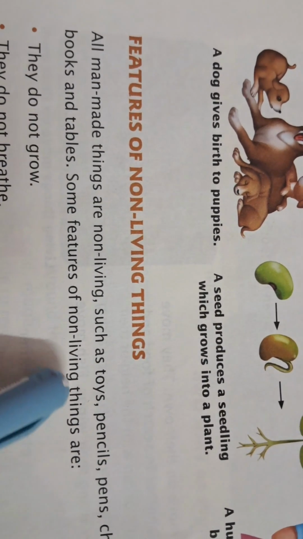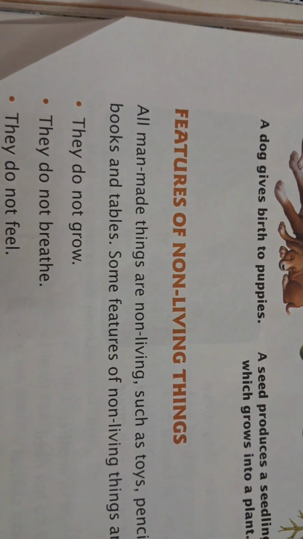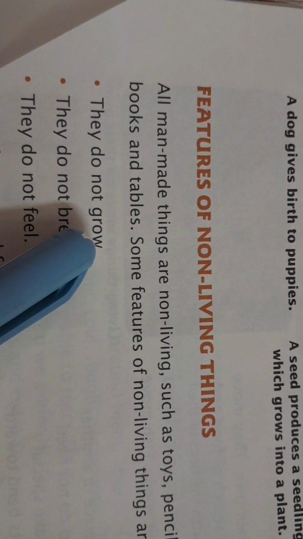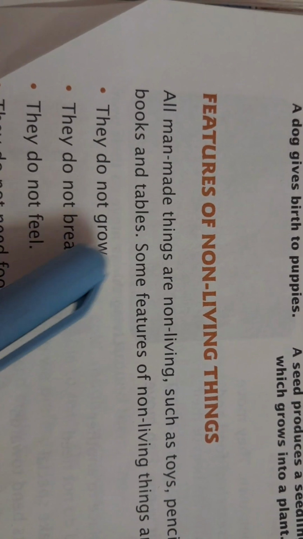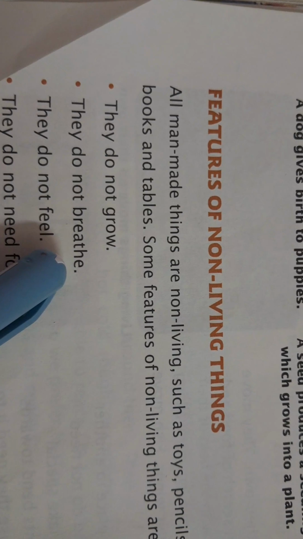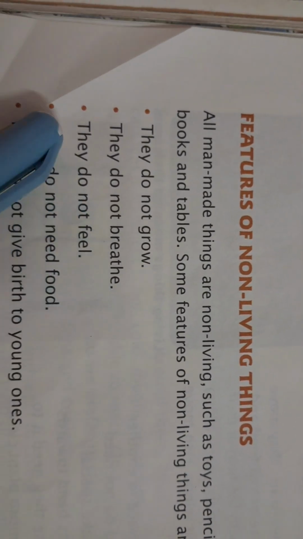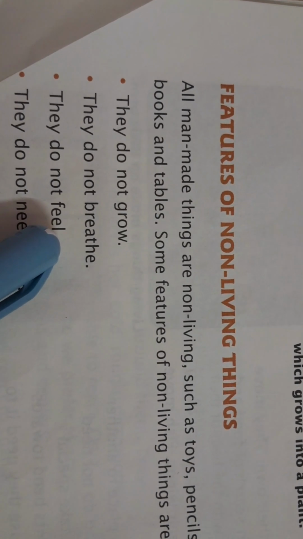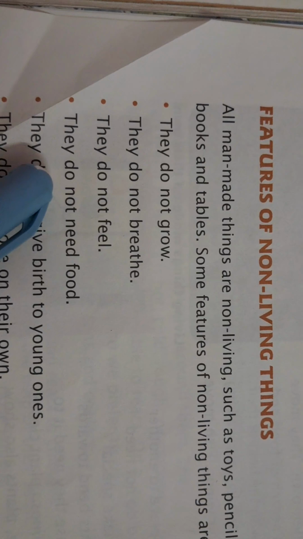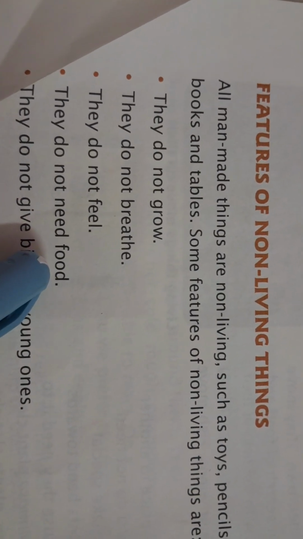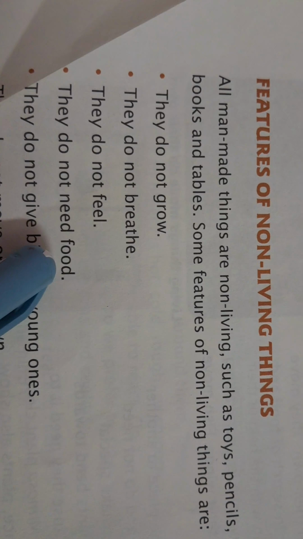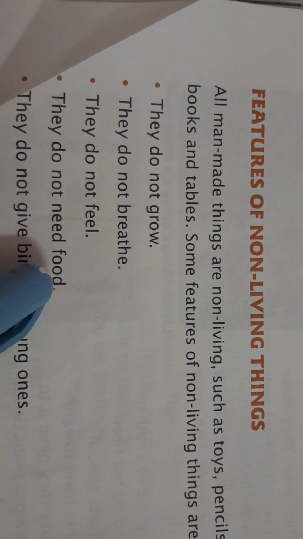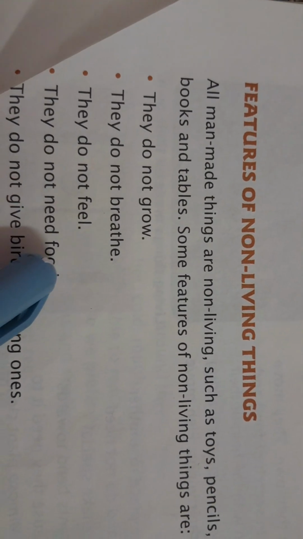Some features of non-living things are these. We studied that if they grow, it means a living thing; if they do not grow, it means a non-living thing. They do not breathe, they do not feel. If they can feel, we call it a living thing. They do not need food, like a table, pencil or chair. If they need food, we call it a living thing.